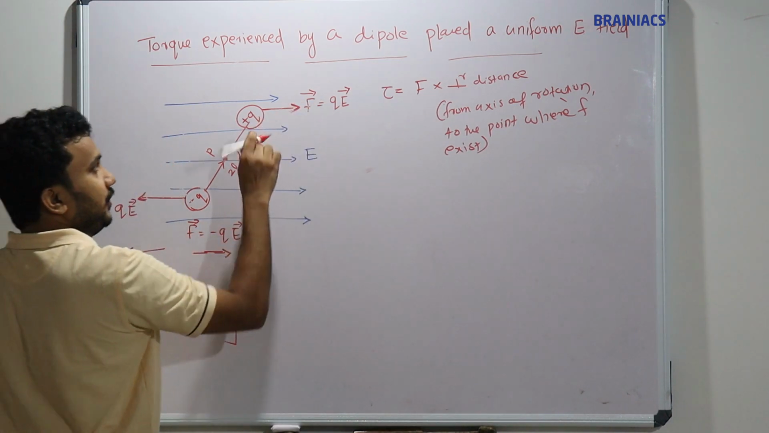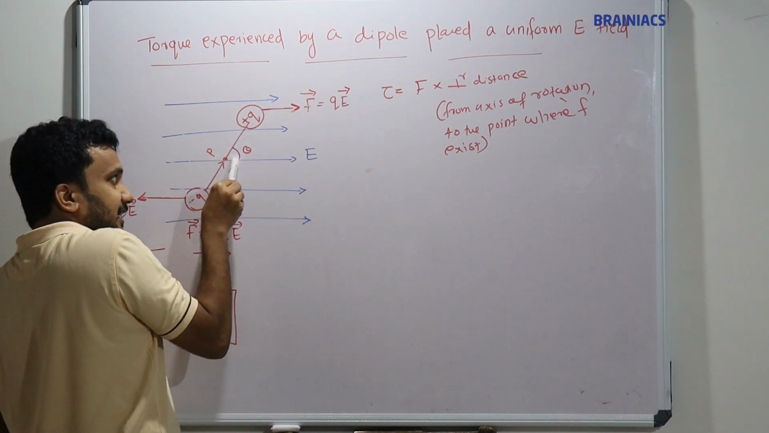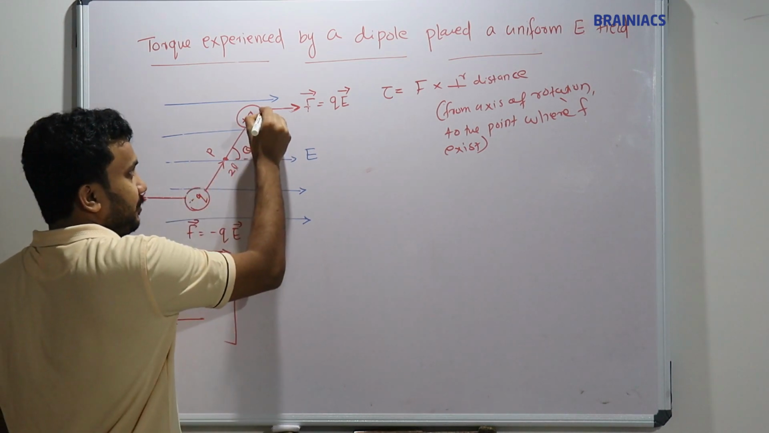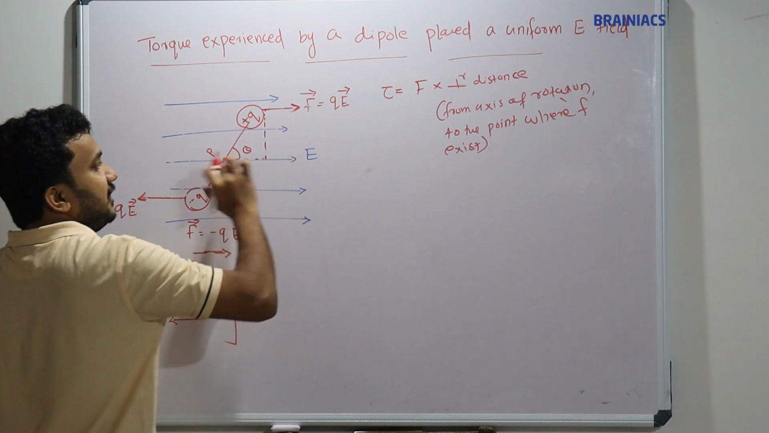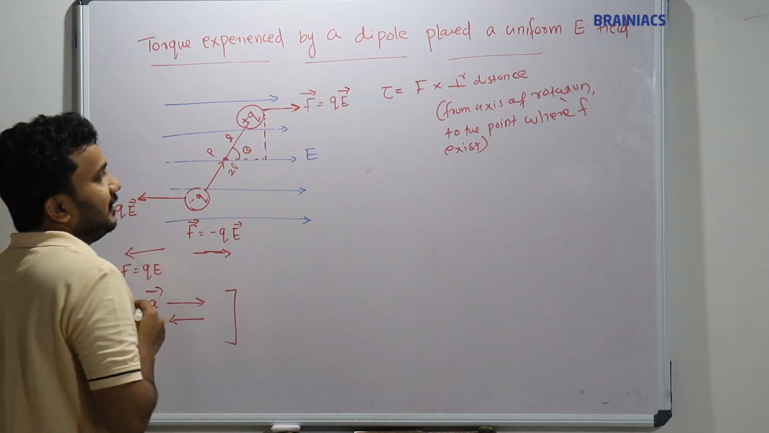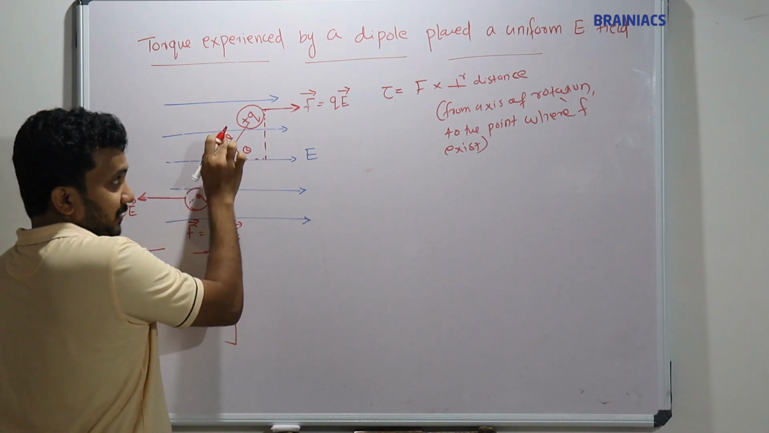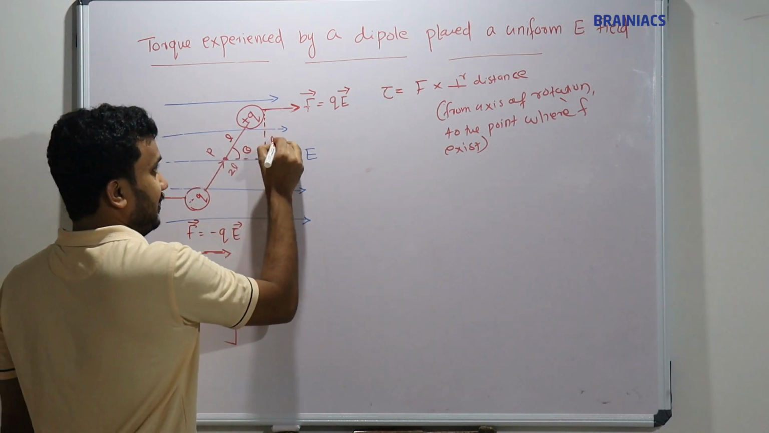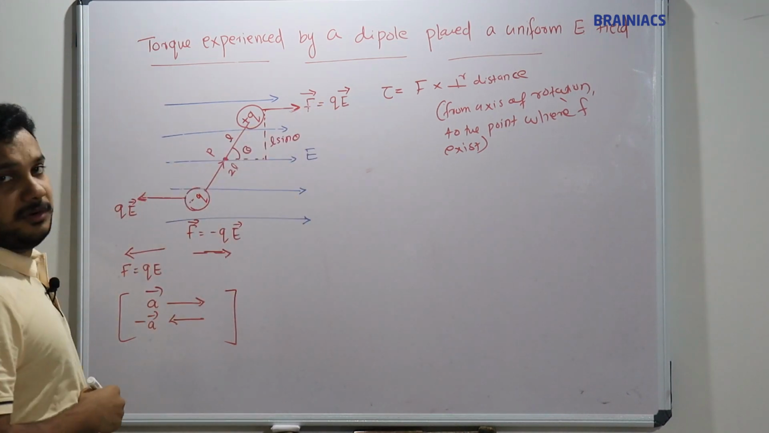So F is equal to QE, and the force is acting like this. What is the perpendicular distance from the axis of rotation? This dotted line is the axis of rotation, and the perpendicular distance is this distance. This side we know is total 2L, so half of the distance is L. As I told, the adjacent side is L cos theta, the side very near to theta is cos theta. The opposite side is L sin theta. This will give rise to one torque.